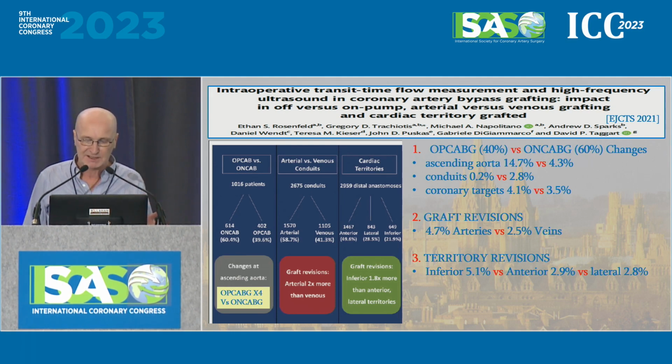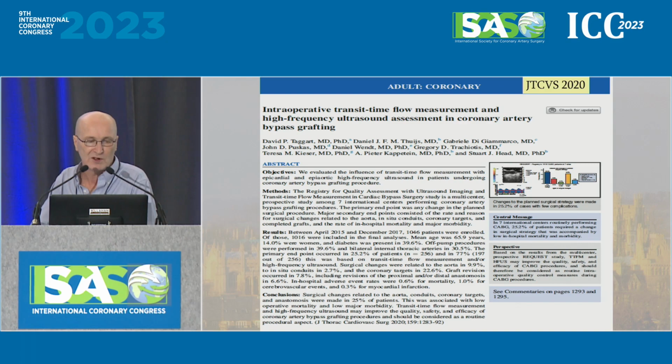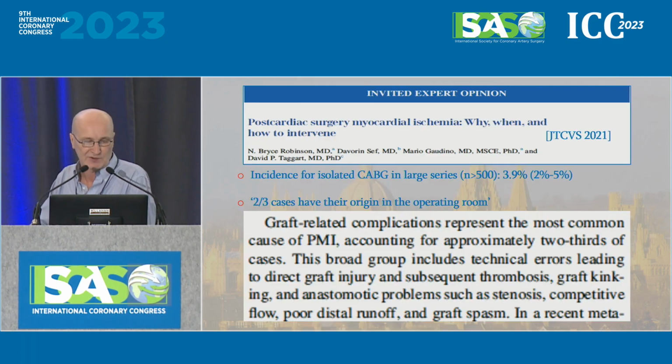And quite surprisingly, what we found was that in terms of territory revisions, the highest rate was to the inferior wall at 5%, the anterior wall at 2.9%, and the lateral wall at 2.8%. And that's quite surprising, because most people think that the highest chance of need for revision is the lateral rather than the inferior wall. And we published this paper, as I say, in JTCVS in 2020.